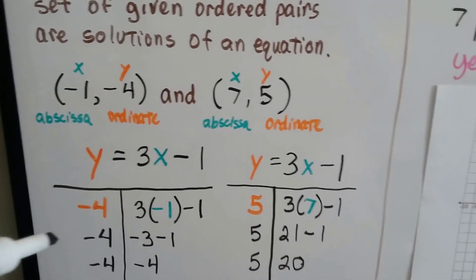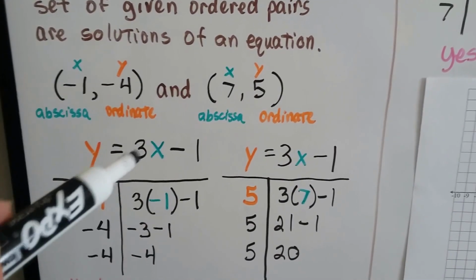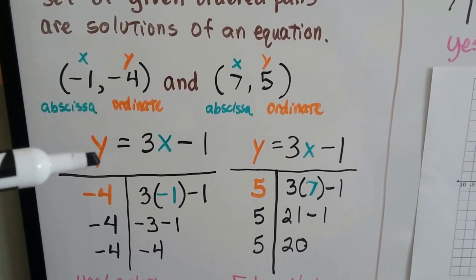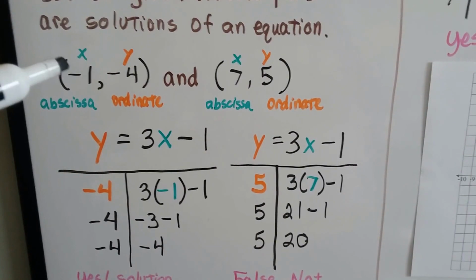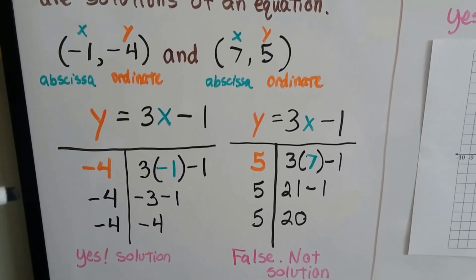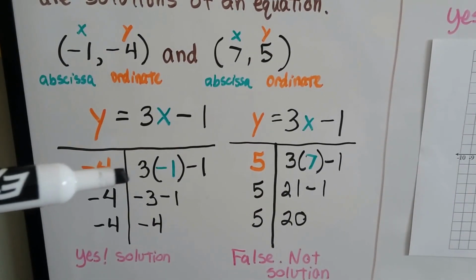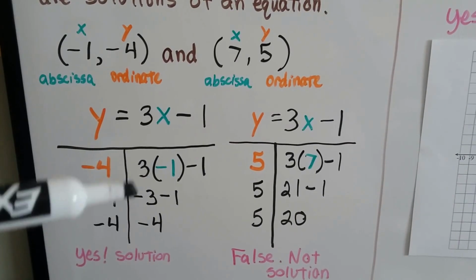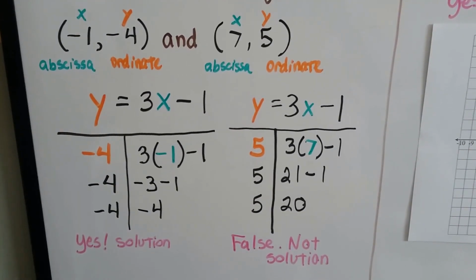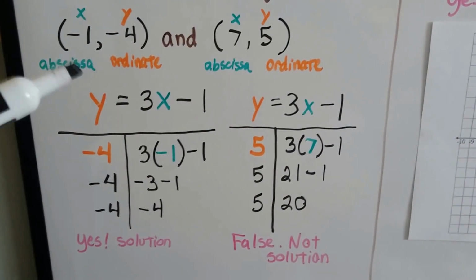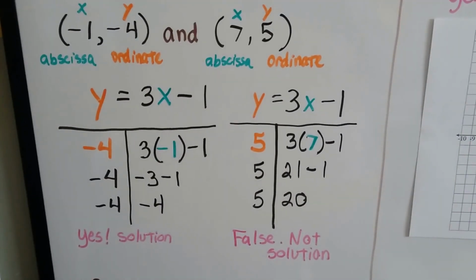So here's our equation. y equals 3x minus 1. For the y value, we put our -4. For our x value, we put our -1, and -4 equals 3 times -1, which is -3, minus 1. -4 equals -4. So that's a solution. This ordered pair is a solution to that equation.